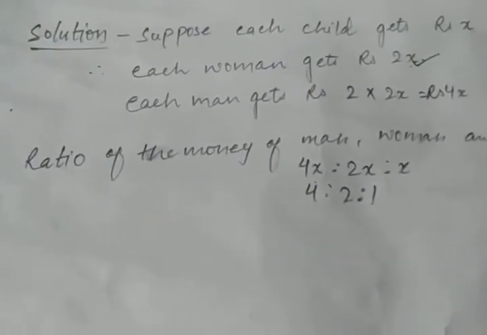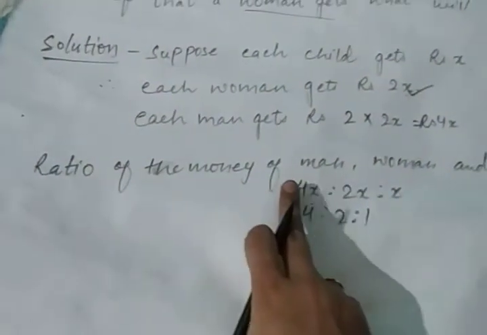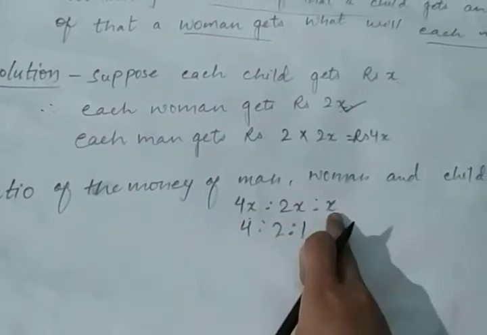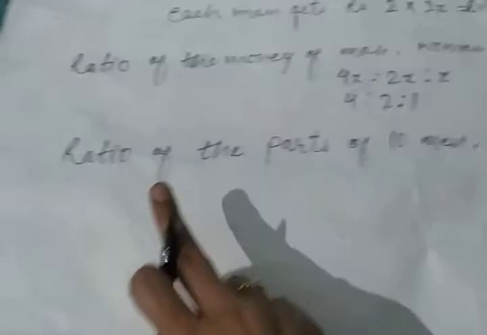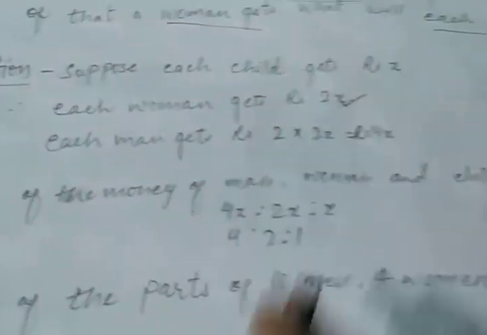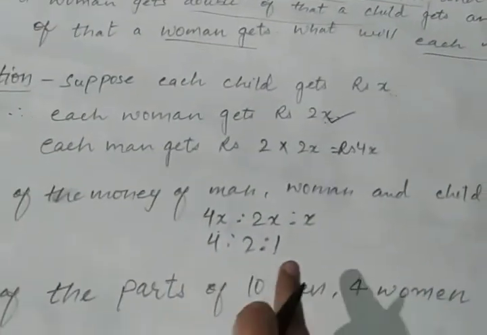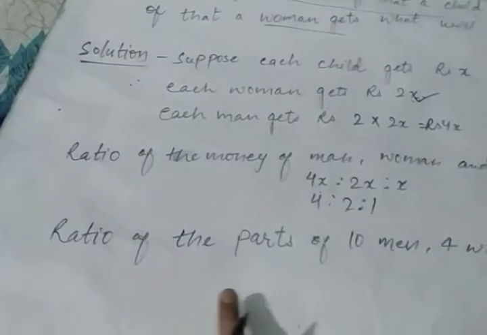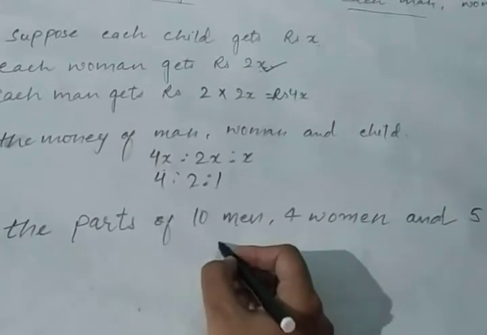Then the ratio of the money of men, women and child: we know the man gets 4x, the woman gets 2x and the child x. Solving it, the ratio is 4:2:1. And we know there are 10 men, 4 women and 5 children, so we find the part of the ratio for each group.